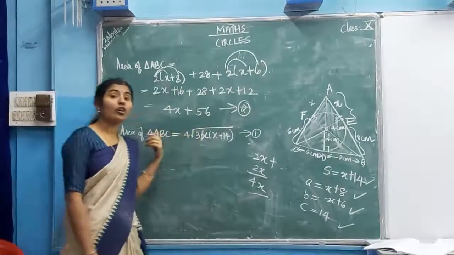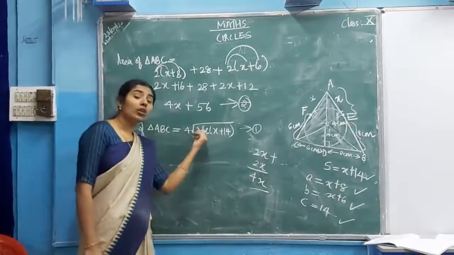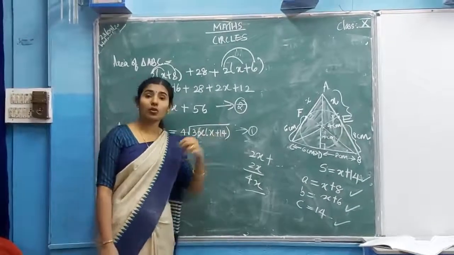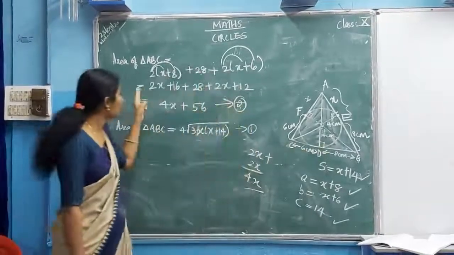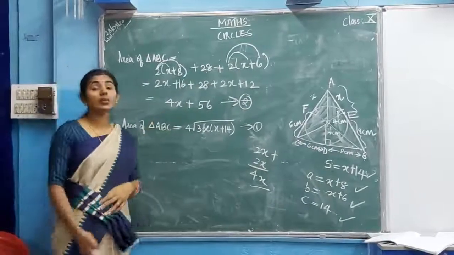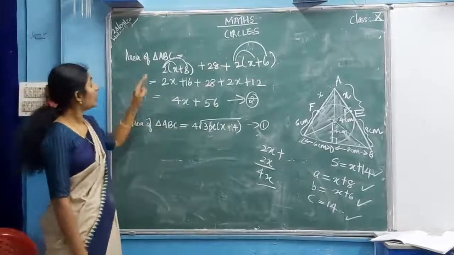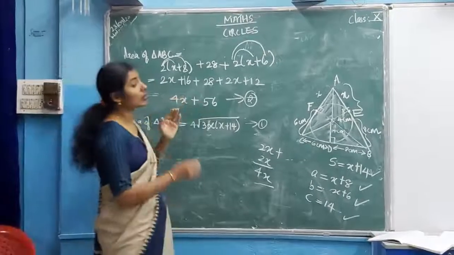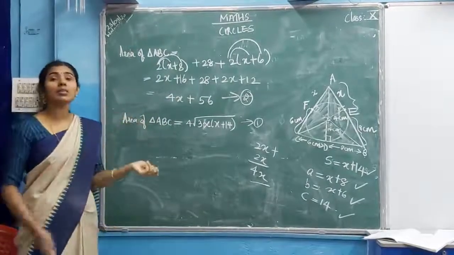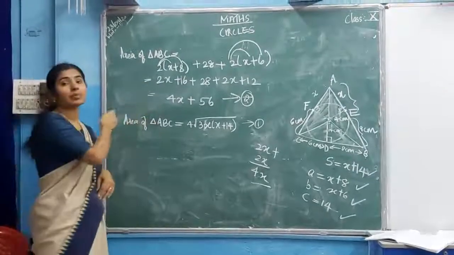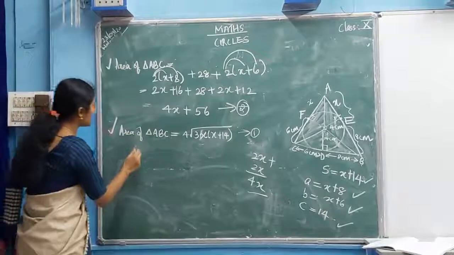Before that, we already found the area of triangle ABC by Heron's formula. What is that? 4 into square root of 3x into (x plus 14). Now by seeing the given figure, we found the area of the triangle, that is 4x plus 56. So both are the same, isn't it? By Heron's formula, and like this also, we are finding the area of the same triangle. Both are the area of triangle ABC. So they are the same.